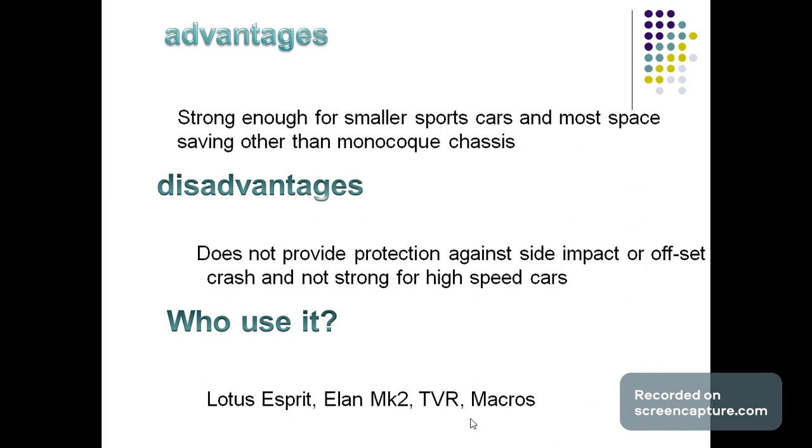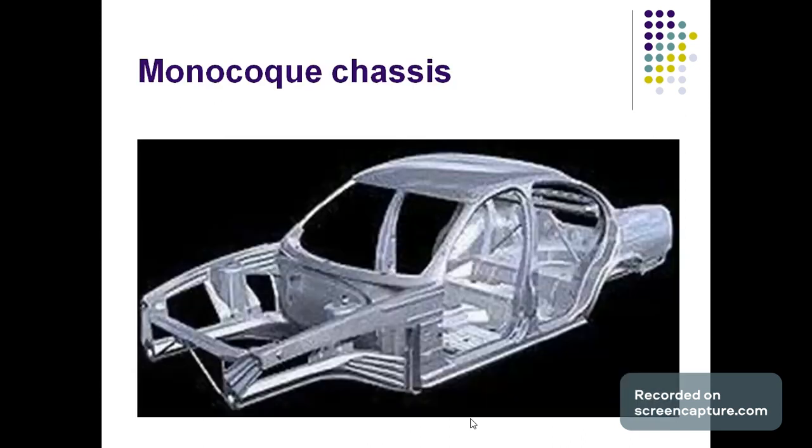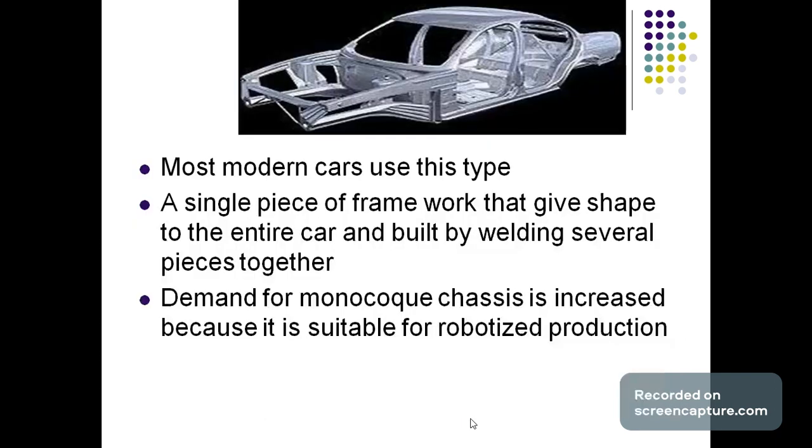The next type of chassis is the monocoque chassis. Most modern cars use this type of chassis, a single piece of framework that gives shape to the entire car and is built by welding several pieces together. Demand for this monocoque chassis has increased because it is suitable for robotized production.